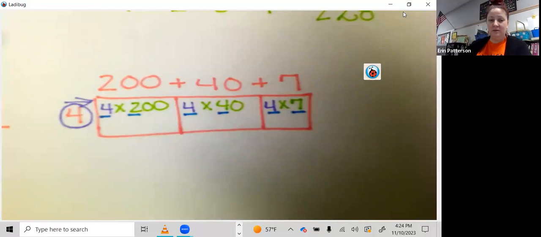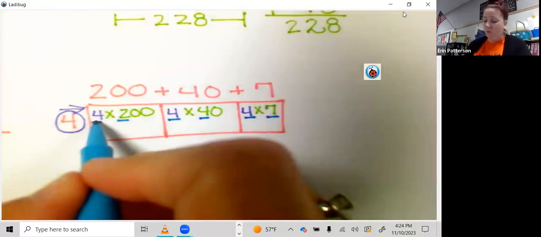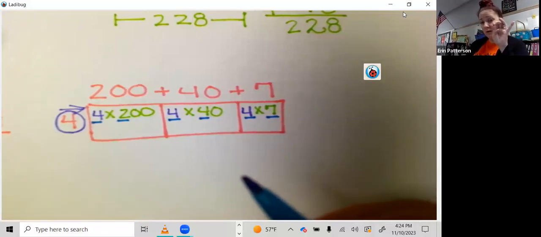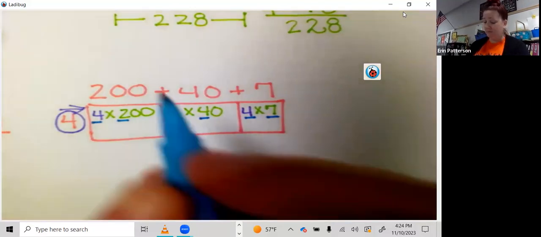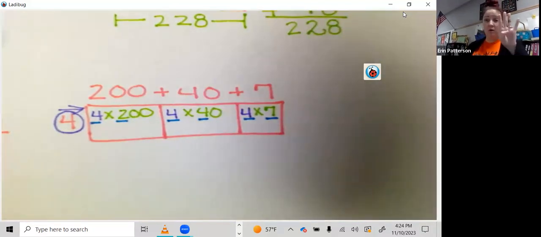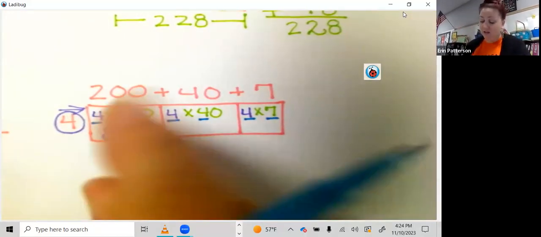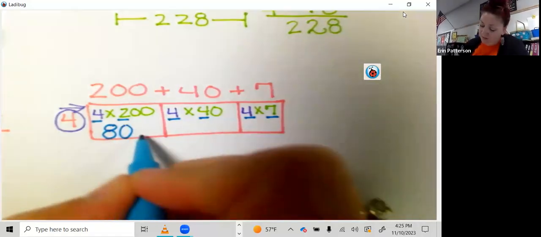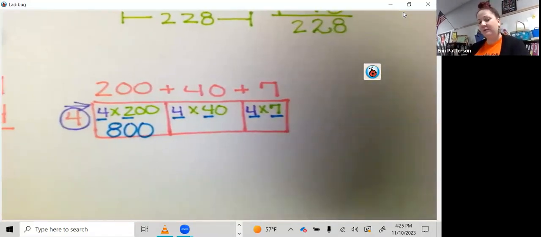Zoom that in so you can see it a little better, guys. 4 times 2. Well, I could count by 2s: 2, 4, 6, 8. 4 times 2 is 8, or 4 plus 4, 4 twice is 8. But this wasn't just 4 times 2, it's 4 times 2 hundreds. So those 2 claps in there, hundreds. That means I'm going to slap 2 zeros on the end, because 4 times 2 hundreds is 8 hundreds. Slap those 2 zeros on the end.